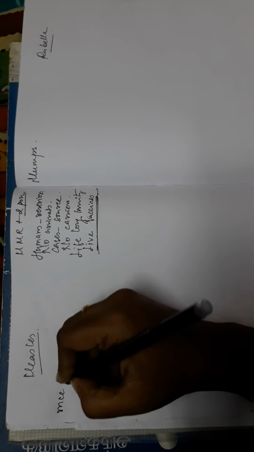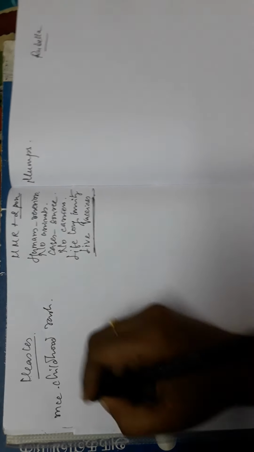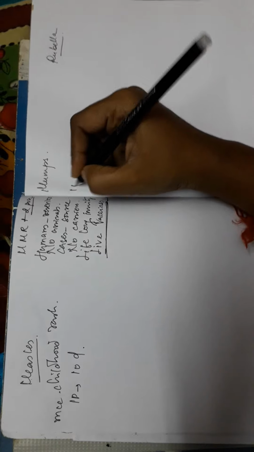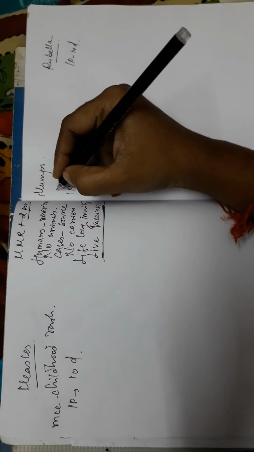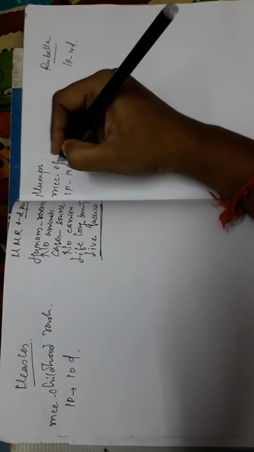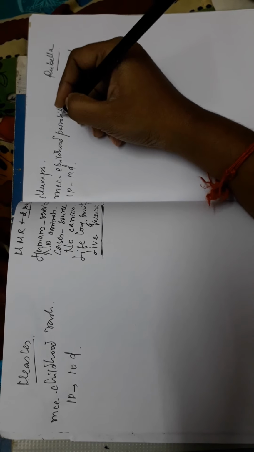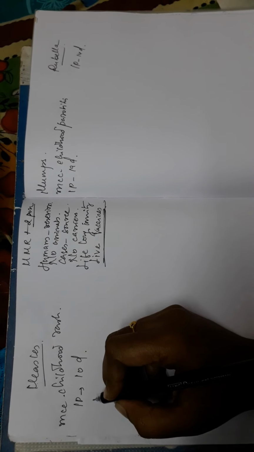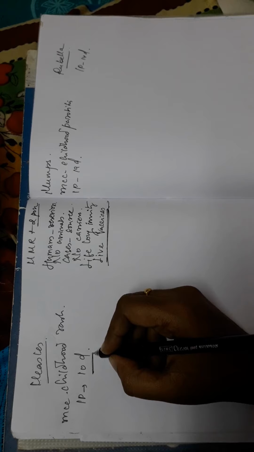First one is measles. Measles is the most common cause of childhood rash. The incubation period is 10 days. For mumps, the incubation period is 19 days. For rubella, the incubation period is 14 days. And mumps is the most common cause of childhood parotitis, which means infection of the salivary gland. The incubation period is the period between the entry of the organism till the symptoms appear, which means on the 10th day the symptoms start.